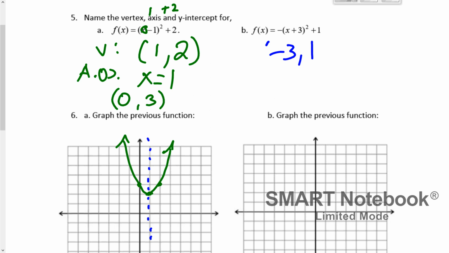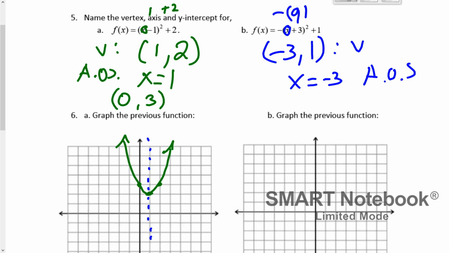Okay, other one, opposite of the inside, so that is negative 3. Keep the outside the same, so there's the vertex. Then our axis is always x equals the x value of our vertex, so x equals negative 3. That's the axis of symmetry, or just the axis. And then our y-intercept would be plugging in 0 in for x. 0 plus 3 is 3. 3 squared is 9. Then I have to times it by this negative. So negative 9, and negative 9 plus 1 is a negative 8. So I plugged in 0, I got negative 8 out.